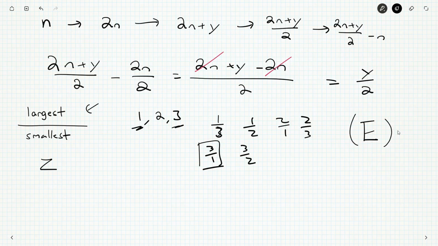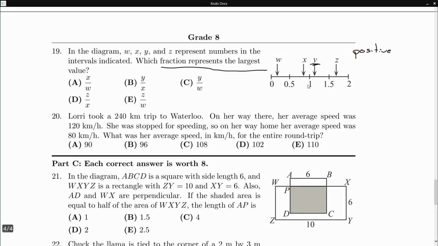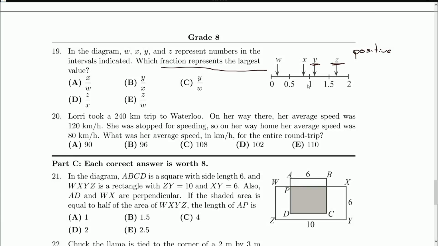which I believe was Z. I think that was to the right. And we're going to divide it by the smallest number, the number closest to 0, which was W. So I would expect the answer here to be Z over W. We'll just double check. Z is the biggest, W is the smallest, so we should be looking for Z over W. Is that one of the answers? If it's not, that's okay.